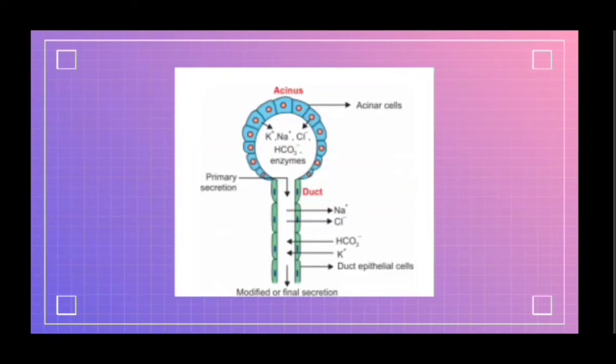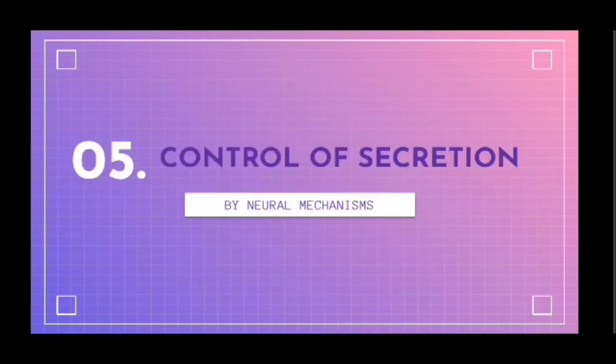As you can see here, the acinar cells secrete potassium, sodium, chloride, bicarbonate and enzymes into the lumen, which results in formation of primary secretion. As this primary secretion passes through the ducts, sodium and chloride are removed, whereas potassium and bicarbonate are added. It results in higher concentration of bicarbonate and potassium, which is known as final or modified secretion.